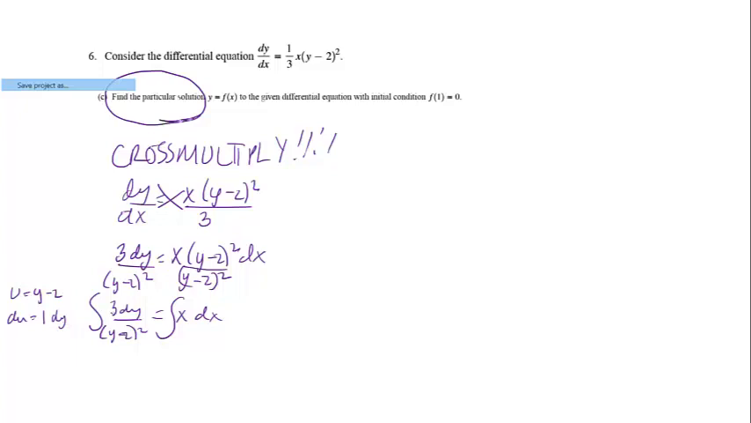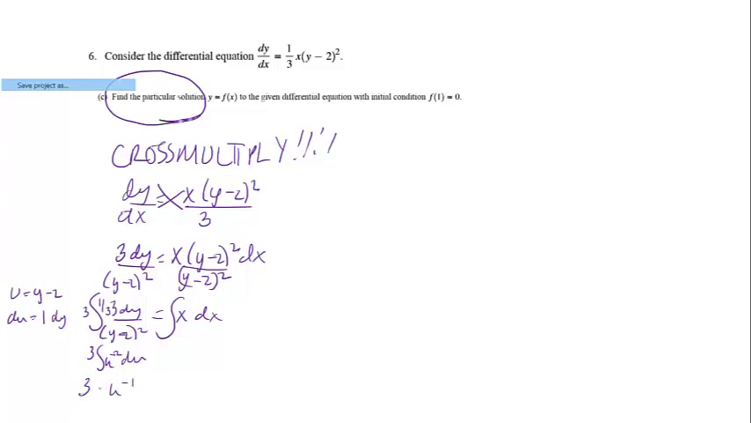I noticed I have a 3. I only need a 1, so I multiply the inside by 1/3 and the outside by 3. So now this is a 3 on the inside. Now I have u to the -2 du. And now if I were to take the antiderivative of that, if I add 1 to my power, it's going to be u to the negative 1.